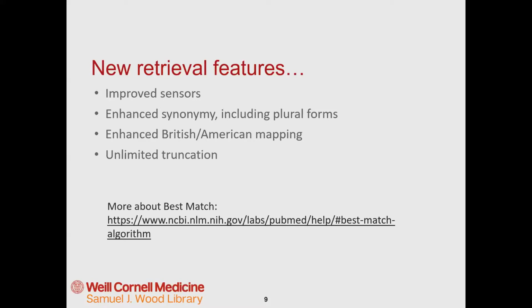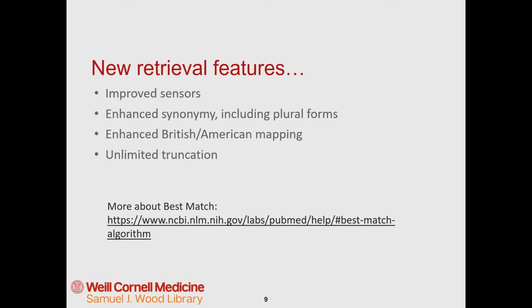So the first is something called the citation sensor, which is a feature that helps find a specific article that you're searching for. So for example, if you know the year, journal, and first author. The citation sensor improves over time. The more that PubMed users run searches, the better it does at finding you what you're looking for. So it's learning over time.